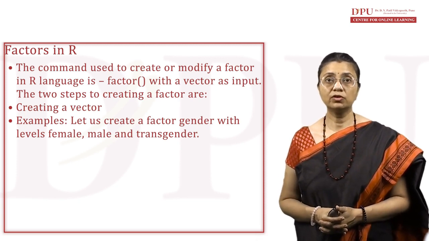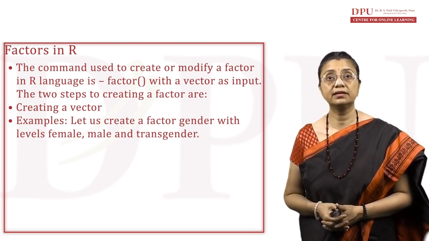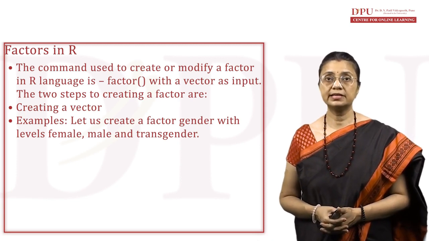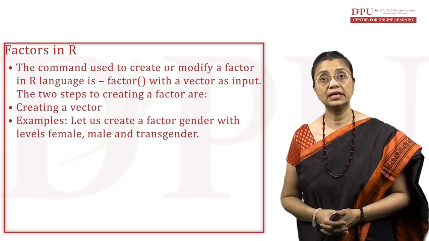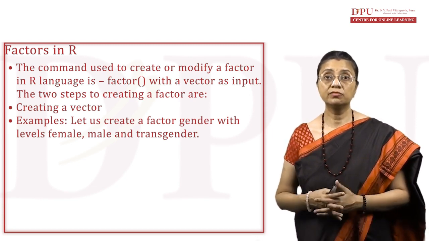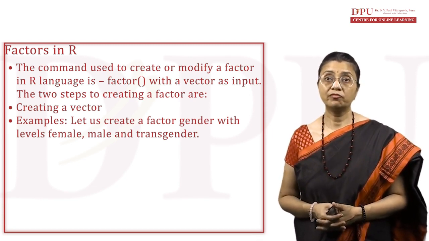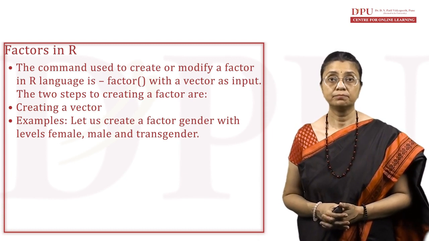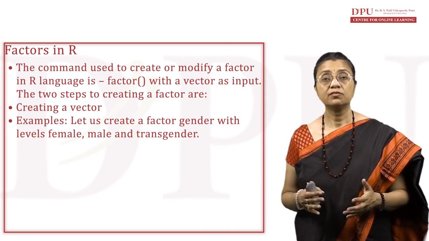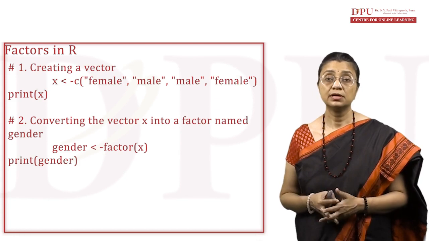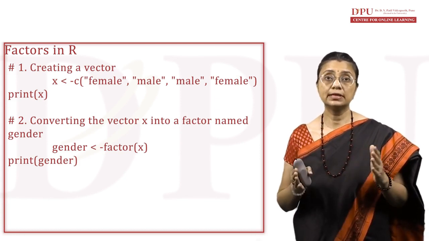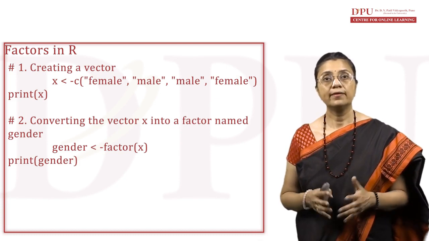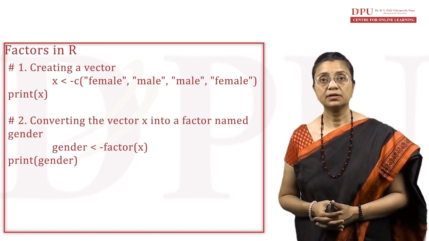So what we have done here is, the first step is creating a vector, which is created and stored in x. The vector has the values female, male, male, and female, and then we convert the vector x into a factor named gender. So we are assigning the factor function, passing the x vector as a parameter and storing that in the gender variable. And then finally we are printing the gender.